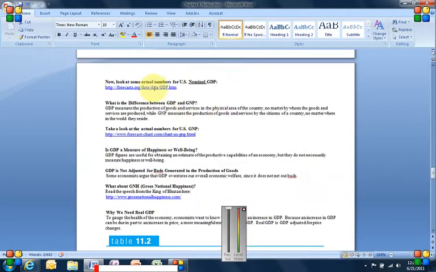Now I want you to click on this link and look at some actual real numbers for U.S. nominal GDP, and then pause this and come back when you're done.